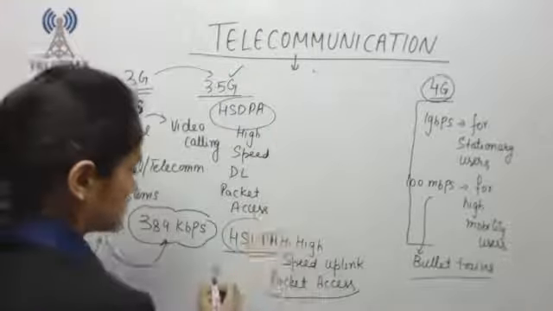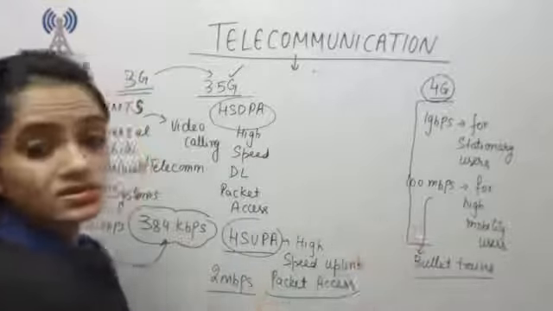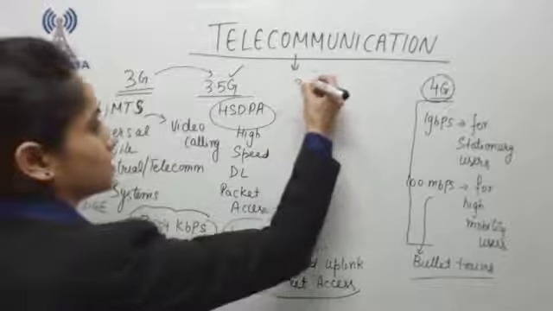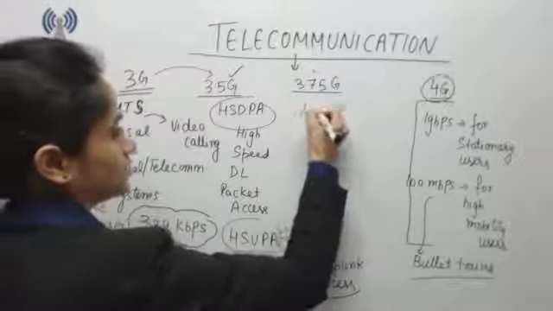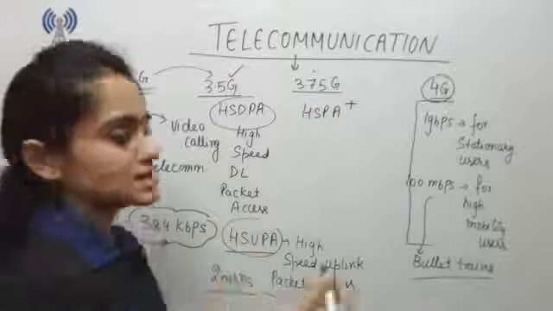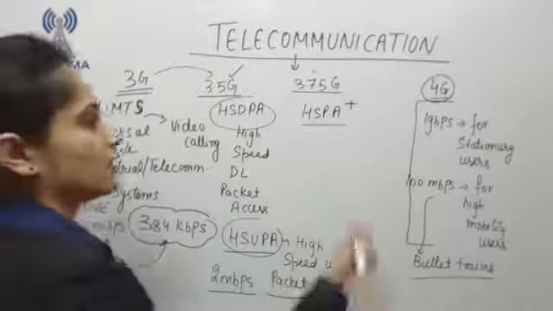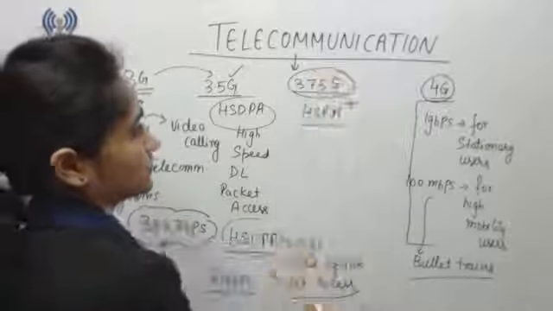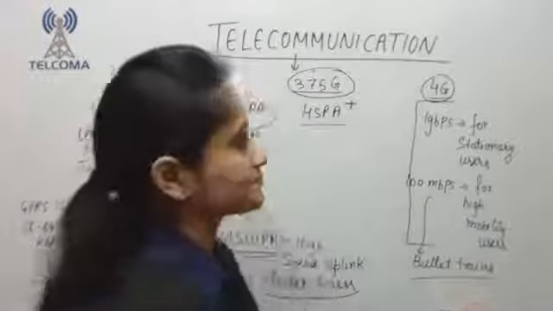Now this gives us around 2 Mbps. We have a target for this. After that, we move to 3.75G, with the name HSPA+, where plus represents increased. This is High Speed Packet Access. So HSPA is 3.5G, and after that we require the 4th generation.